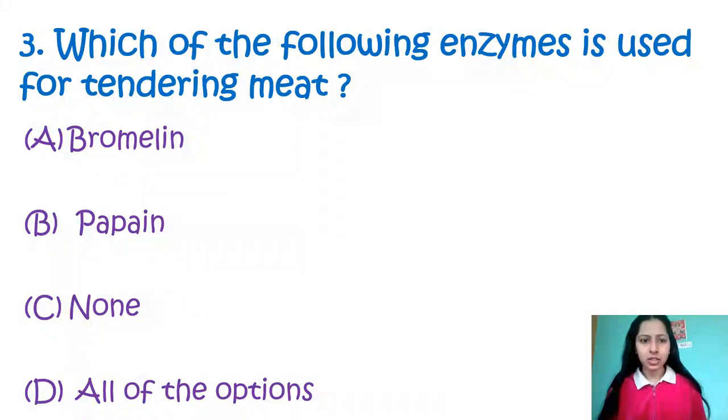Which of the following enzymes is used for tenderizing meat? Option A bromelain, option B papain, option C none, option D all of the options. Tenderization of meat means the reduction of the amount of detectable connective tissues in the meat. So my correct answer here: these two enzymes, bromelain and papain. Bromelain is found in pineapple and papain is found in papayas. So these two enzymes help in the tenderization of meat. So my option will be option number D, that is all of the options.